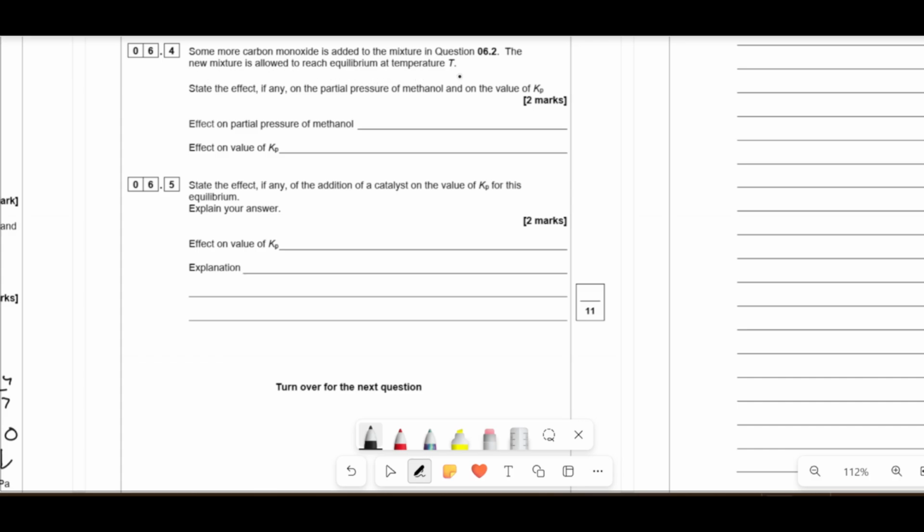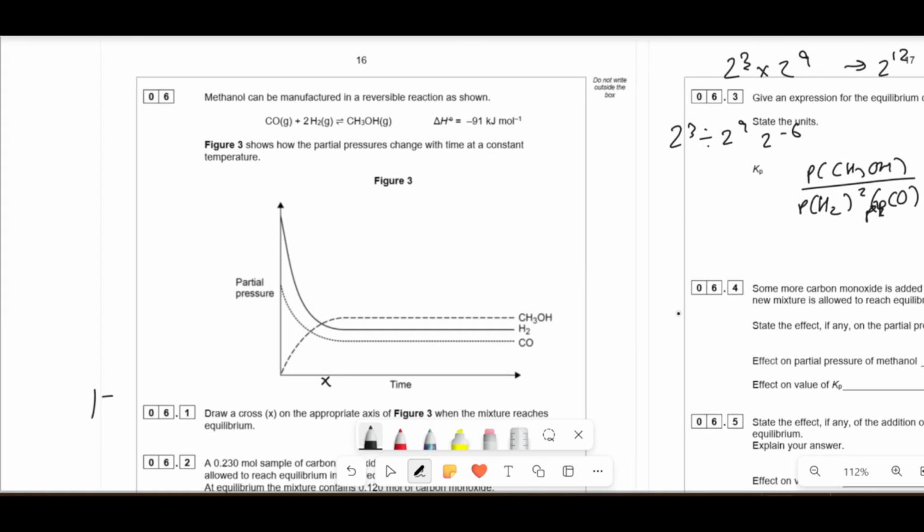So some more carbon monoxide is added to this mixture in 6.2, and then it's allowed to reach equilibrium at temperature T. State the effect, if any, on the partial pressure of methanol and the value of Kp. So if we're looking at adding more carbon monoxide, remember equilibrium shifts to counteract the change. The change you've made is now you've increased this. So the equilibrium wants to decrease this, so it shifts to the right and will make more of this. So if it shifts to the right and makes more of this, then that goes down and this will react to go down as well.